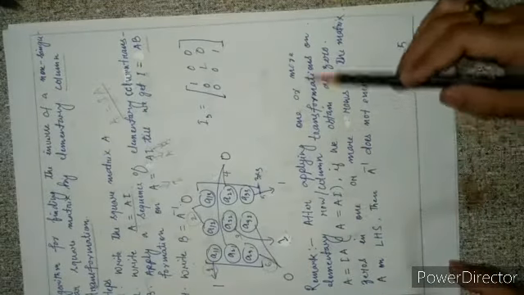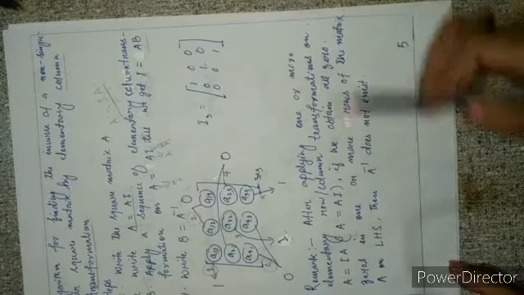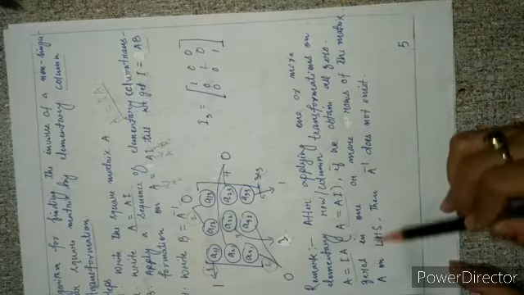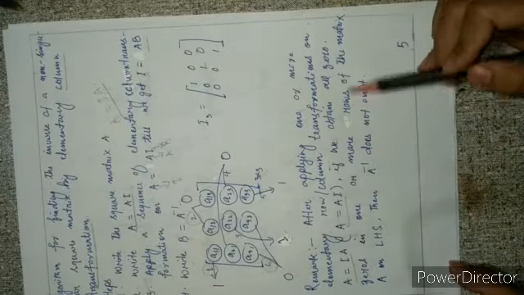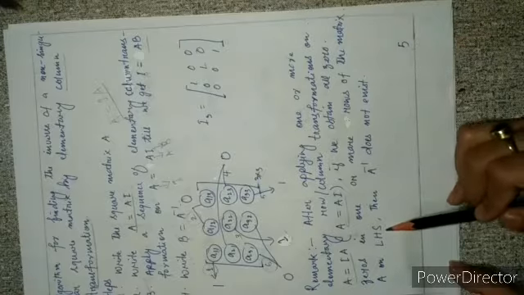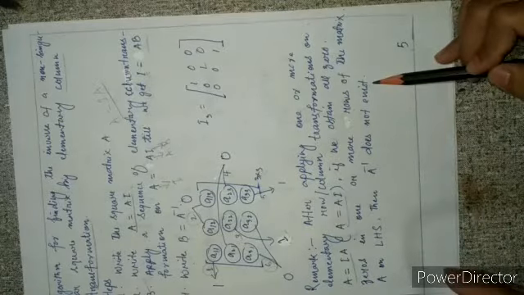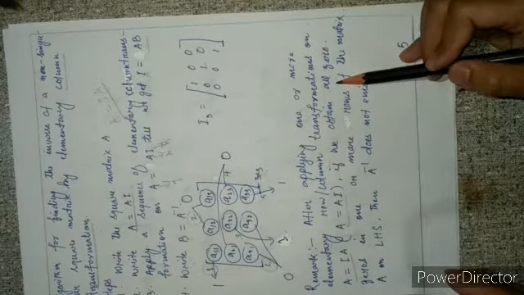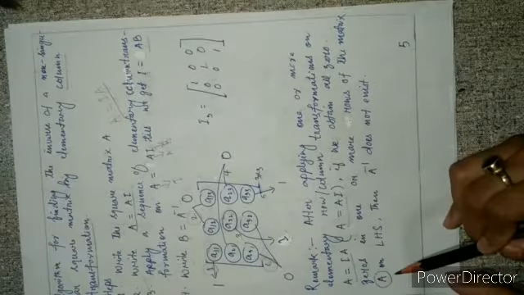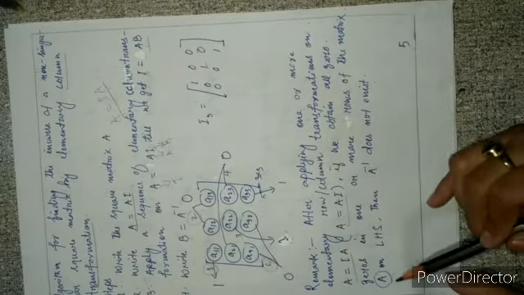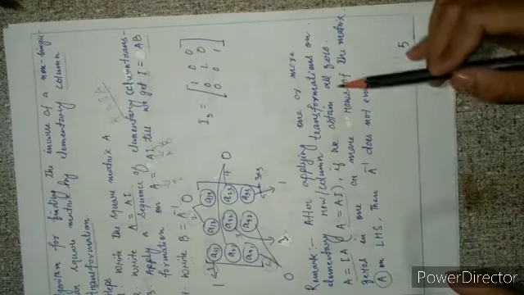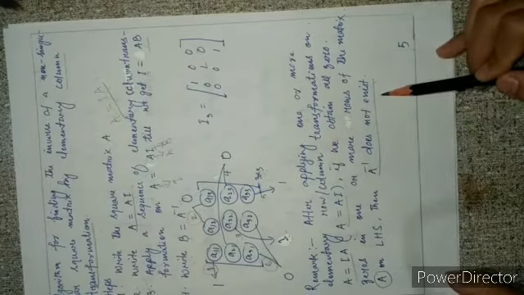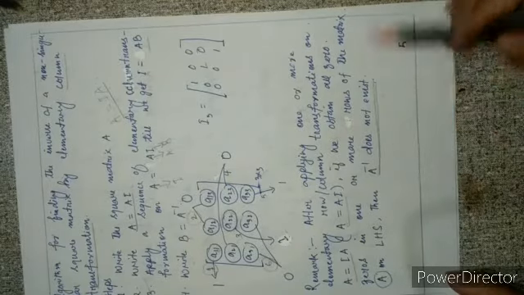Remark: after applying one or more elementary row or column transformations on the matrix equation, if we obtain all zeros in one row or more rows or columns of the matrix A on the left hand side, then A inverse does not exist.